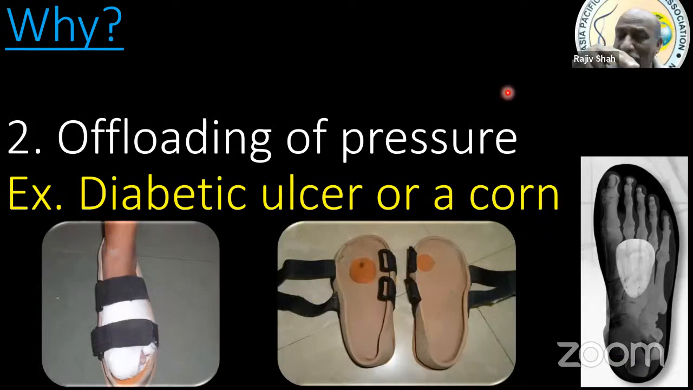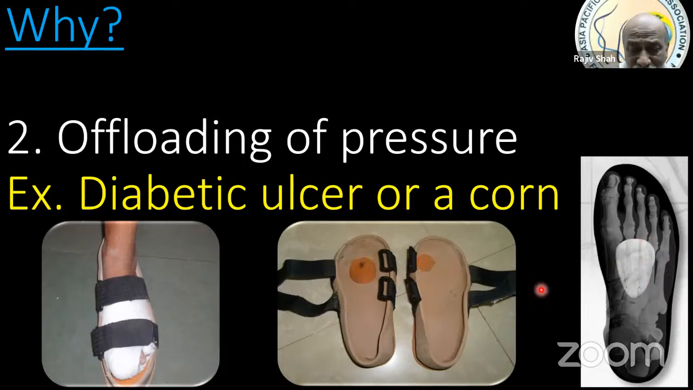The second purpose of orthotics is to offload the pressure. For diabetic ulcers or for a corn or a callus, you use a footwear or orthotics which would offload the pressure, which would take away the pressure. Like in this orthotics, this patient has got an ulcer underneath the first MTP joint, so this patient has got a metatarsal pad for offloading the transverse metatarsal arch.